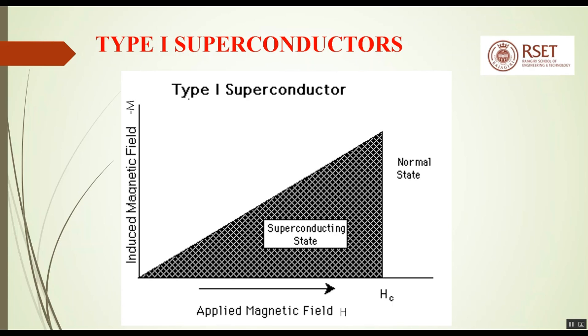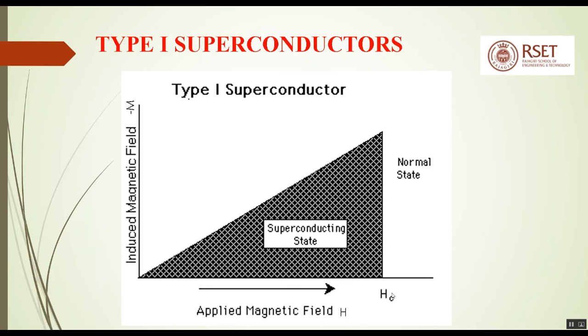Now you increase the value of the externally applied magnetic field gradually, like this. What happens to the internal magnetization? You can see from the graph that the magnetization of the material grows in proportion to the externally applied magnetic field H. Now assume that the external field reaches a value known as the critical magnetic field, represented by Hc, this value.